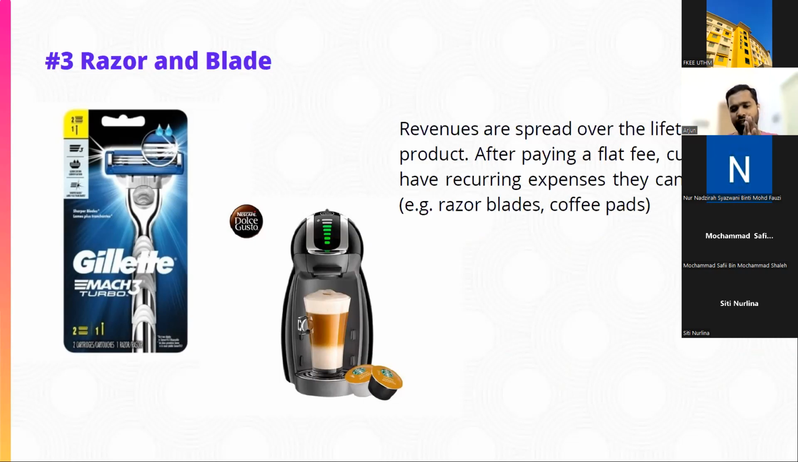The one-time revenue is just selling the razor or the coffee machine, and then every month the company will get some revenue, because you pay the company to get the disposables like the coffee capsule and the razor blades. So this is another type of business model.